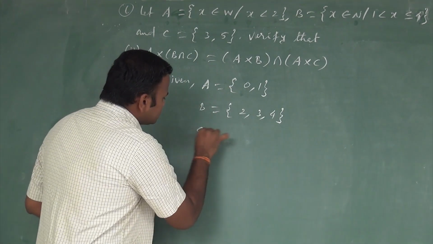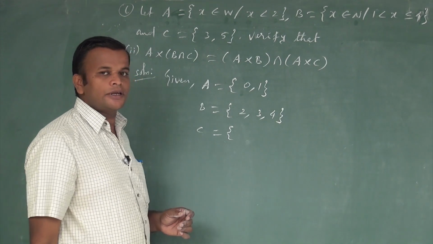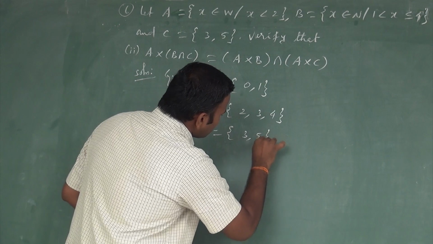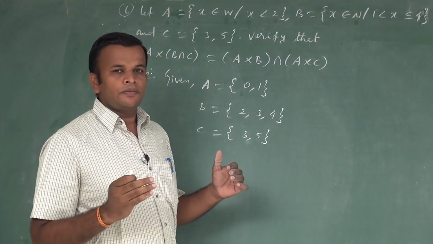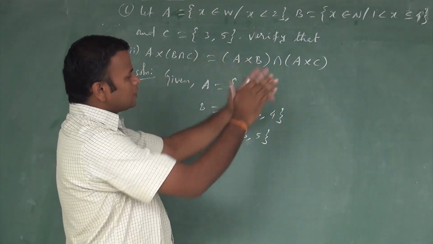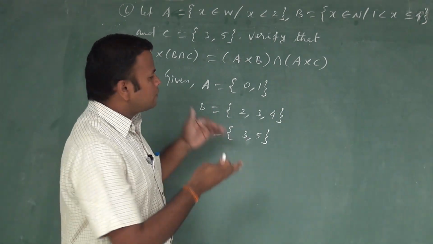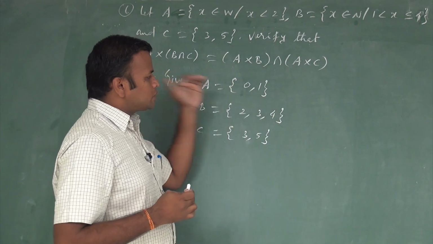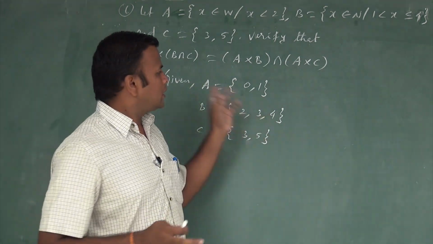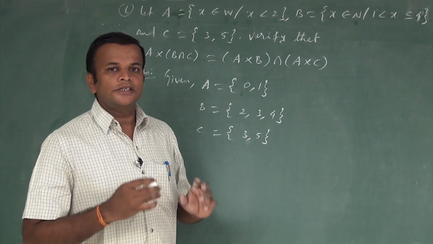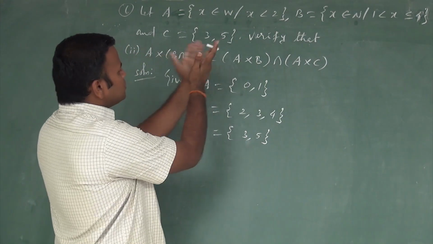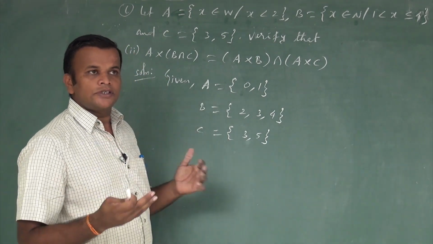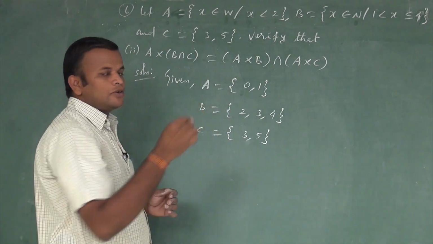And the third one, the set C, is directly given in roster form. The values are 3, 5. So this is the first step to find the Cartesian product of any given sums. Suppose the given set is not given in roster form, first of all convert it into roster form, that is, number or letters form. Then it is easy to find the Cartesian product of any two sets. So what is the next step? First step, we have found all sets in roster form.